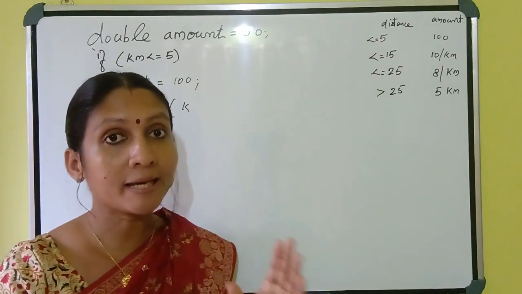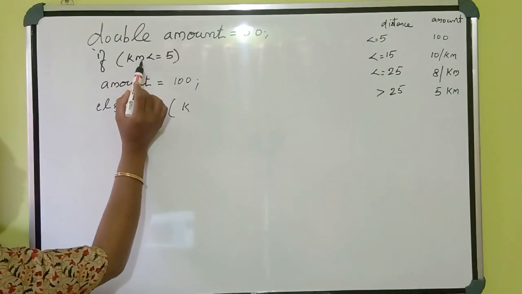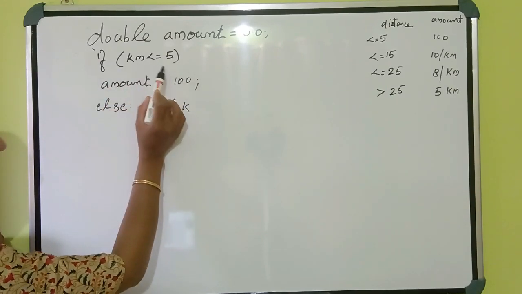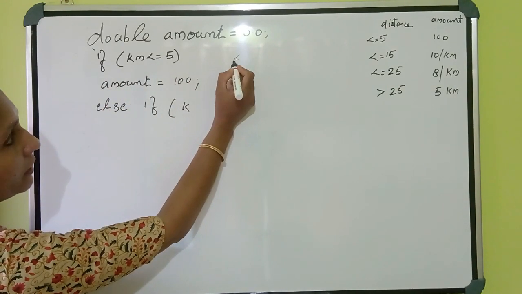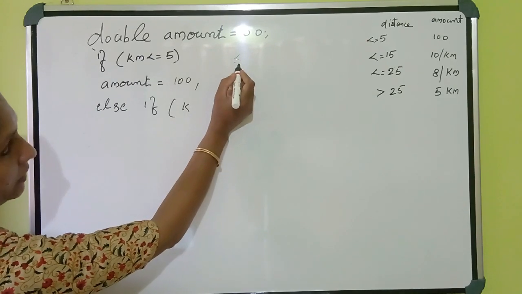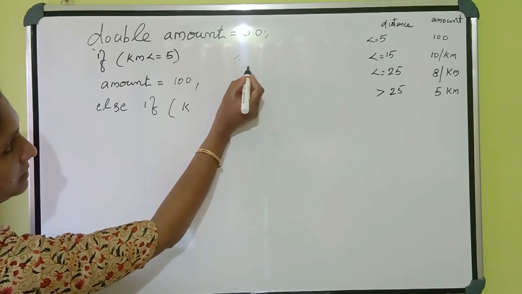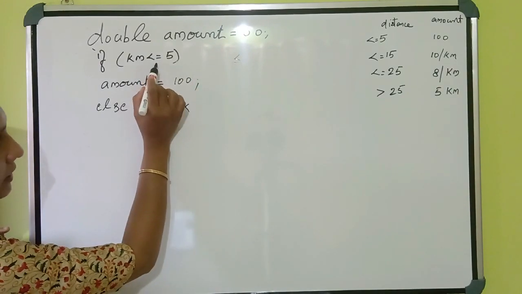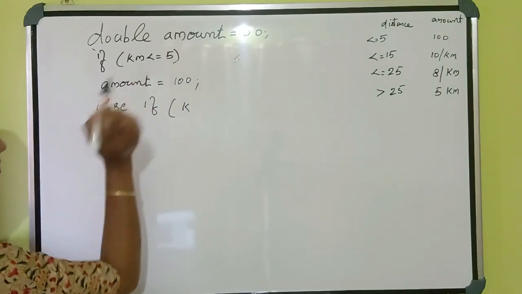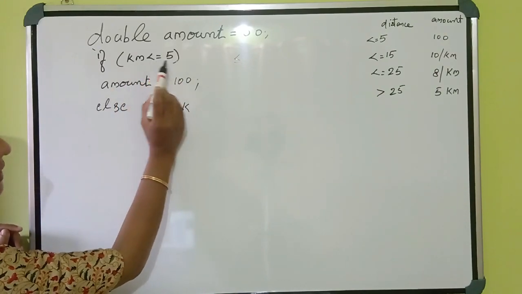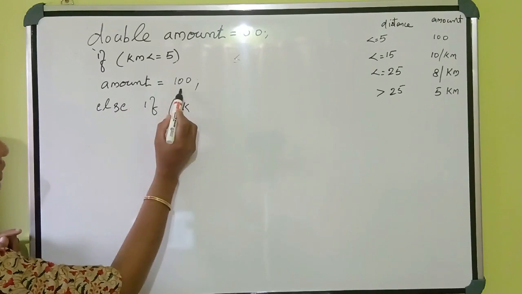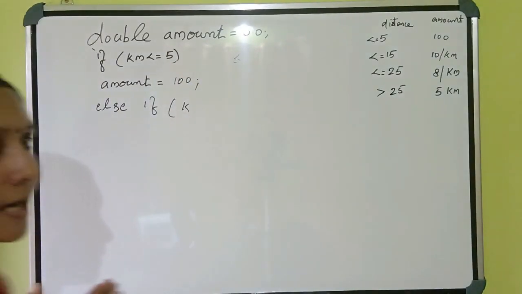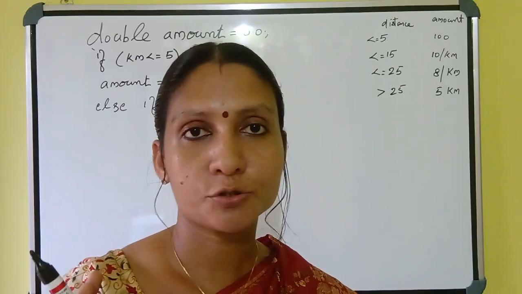What's the next step? How can you apply the conditions? If kilometer less than or equal to 5. That's the first condition. Up to 5 we can write like this. In maths we write less than or equal to like this, but in the case of Java, you have to write less than, followed by the equal symbol. Kilometer less than or equal to 5, amount is equal to 100. That's a fixed amount. Then we can directly write amount is equal to 100.